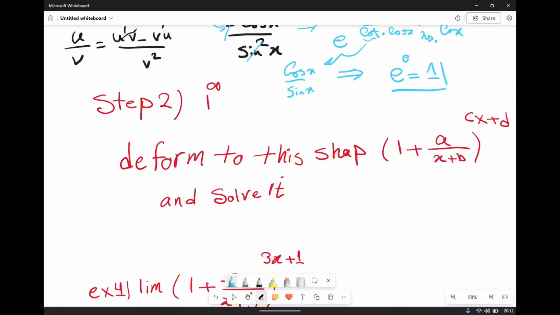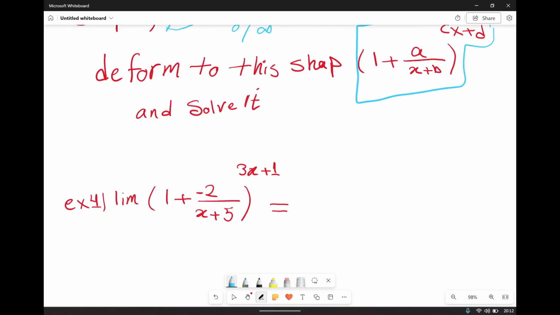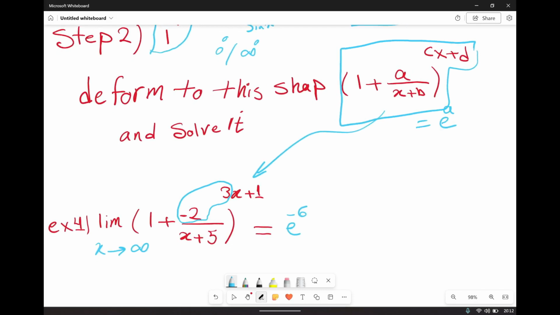But step 2, in the first step we just calculated 0 power 0 and infinity power 0, but here we're going to calculate 1 power infinity. At first we must transform our question to this form, guys: 1 plus a divided by x plus b, power cx plus d, and after that we must solve. For example, in a simple question, when x goes to infinity exactly in this form, and when we can write to this form, our answer is just the product of this part with the coefficient of x, and e power minus 6. Therefore for this type of question the answer is e power a times c.